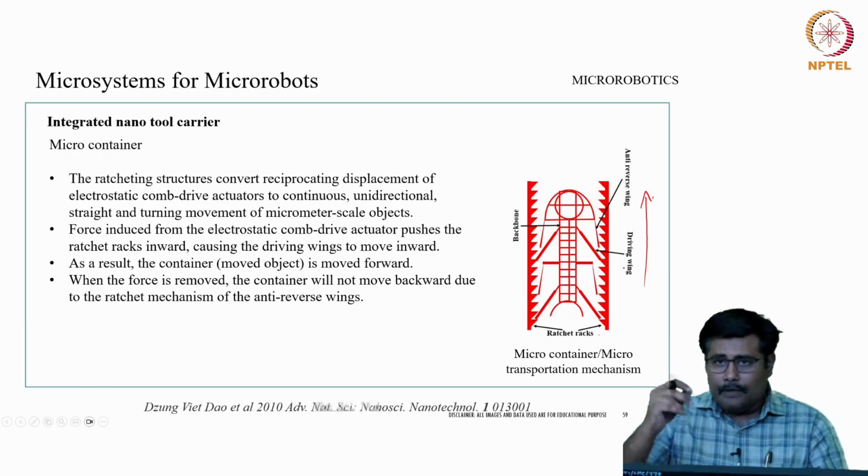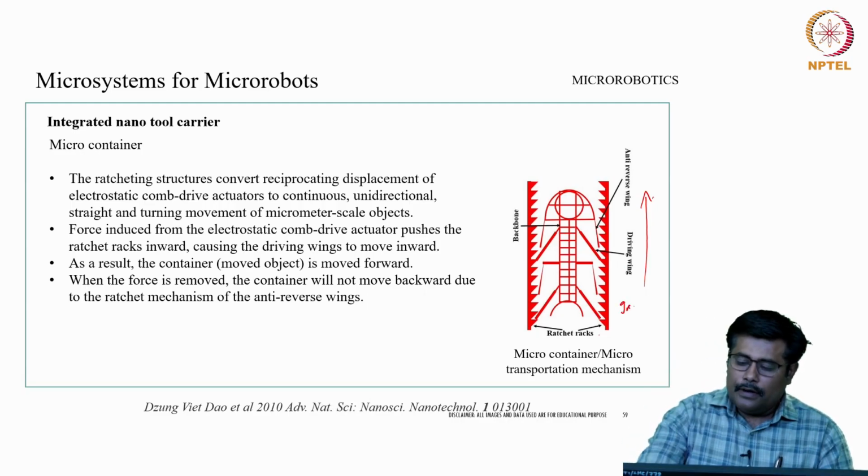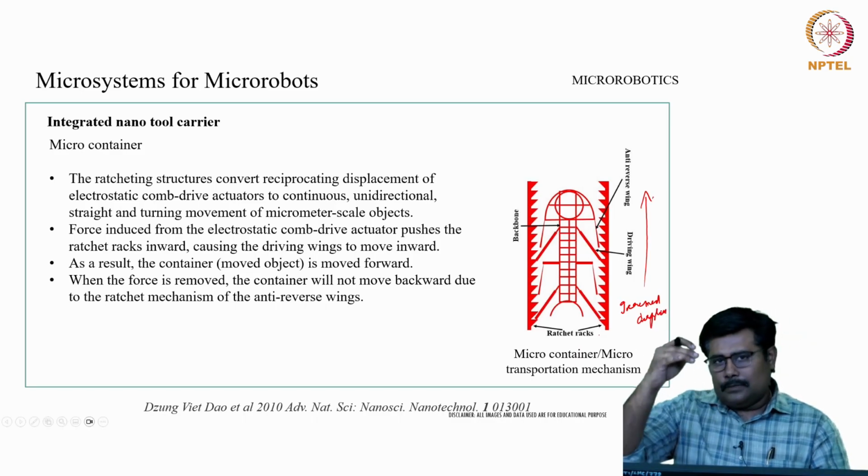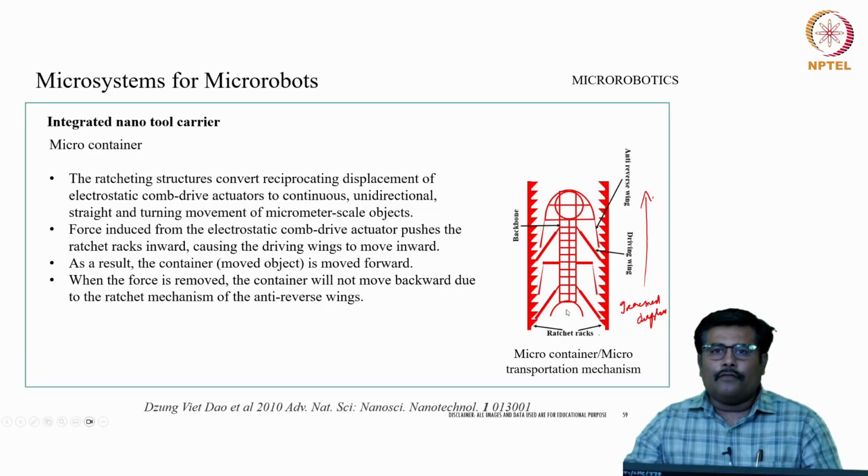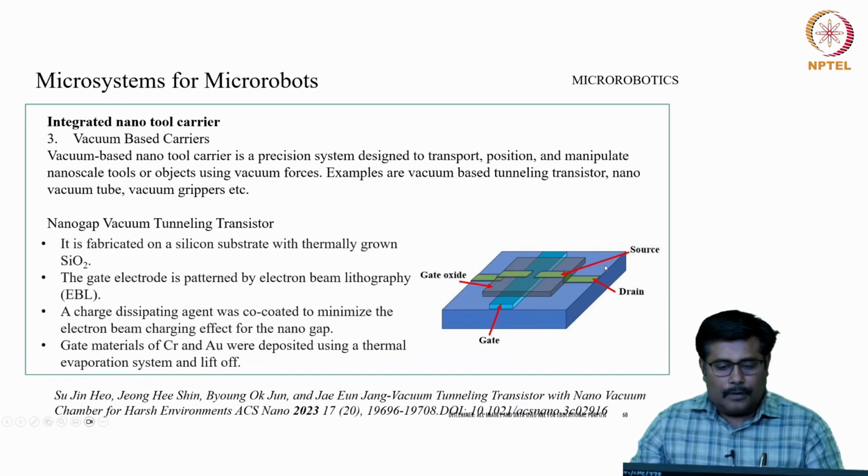This ratchet wing will be helpful for us to give an incremental displacement to the system. So, with reference to incremental displacement, appropriately we can expect a movement which exhibits over here.